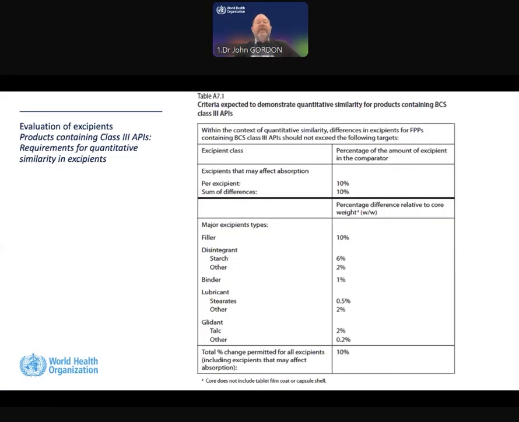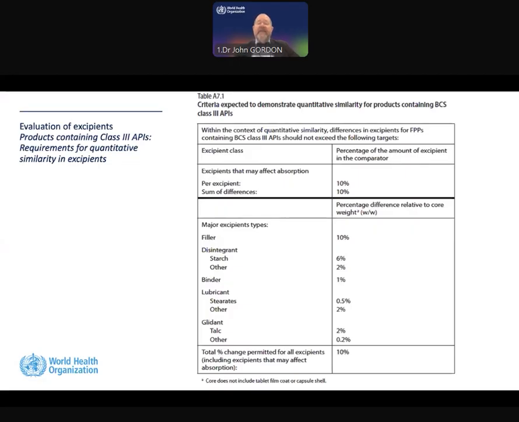This is the table that I was making reference to. So basically, it's a table that's making reference to excipients based on their function. Are they fillers? Are they disintegrants? Are they binders? And what the allowable difference is for each of those excipient functions in terms of excipient differences on a weight per weight basis.